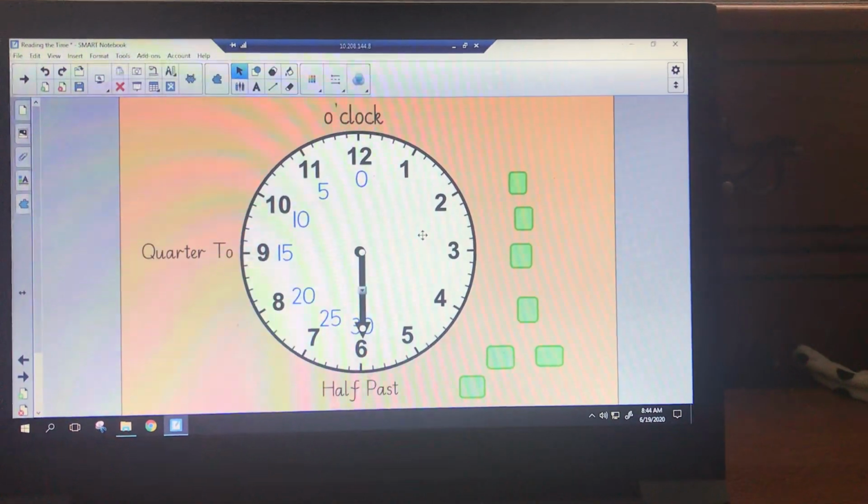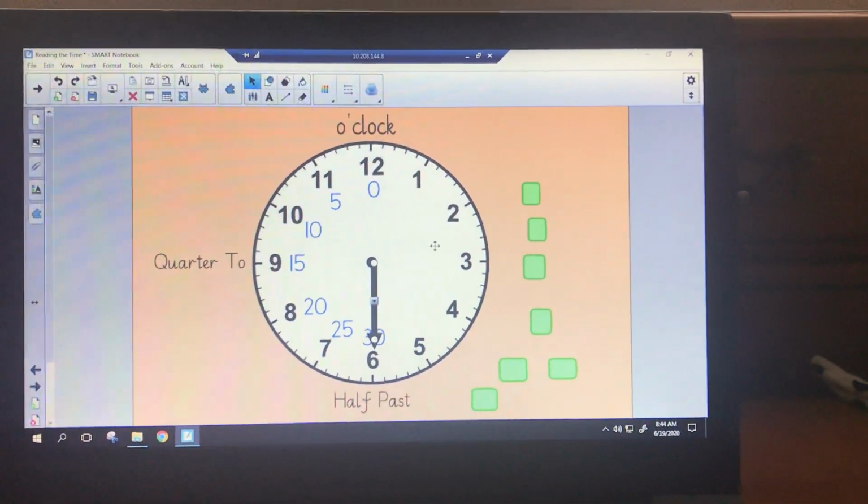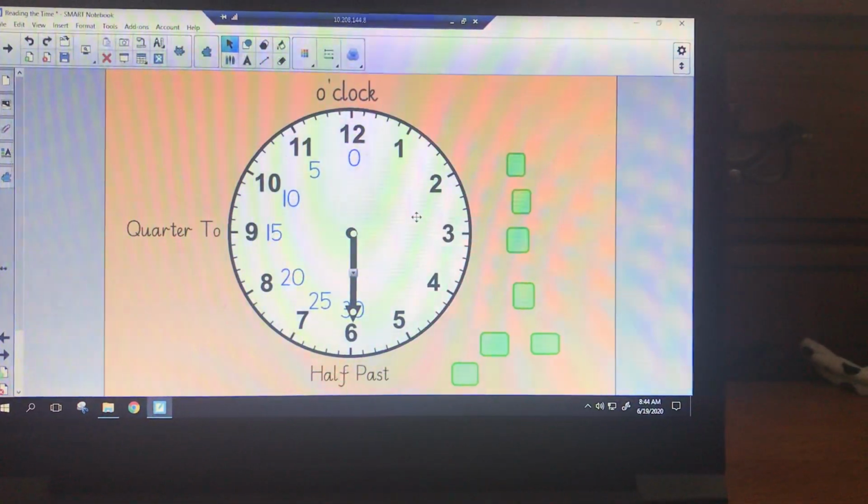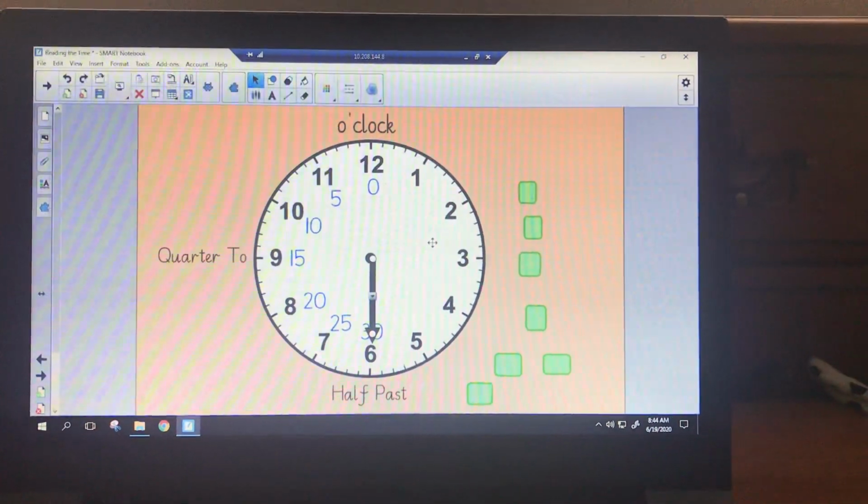Please don't worry if it takes you a little while to get it right every single time. The more you practice reading the time using one of these clocks, the more confident you will become.